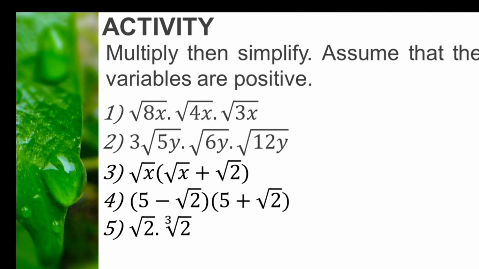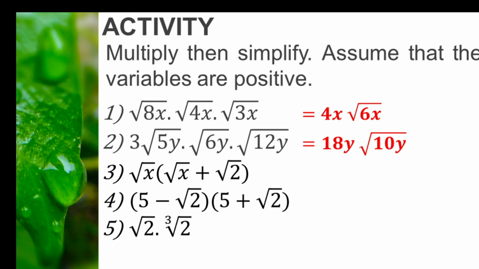So number 1, square root of 8x times square root of 4x times square root of 3x. We are going to have 4x times the square root of 6x. Number 2, 3 square root of 5y times the square root of 6y times the square root of 12y. The answer is 18y square root of 10y.